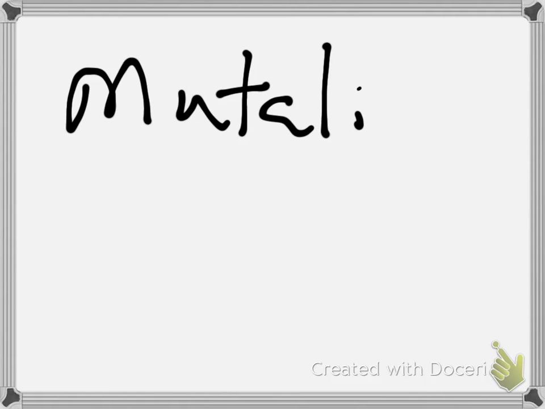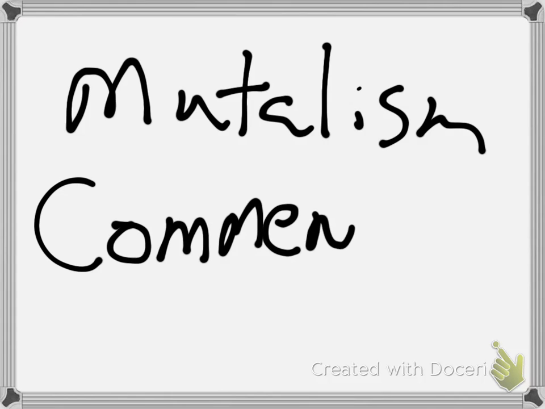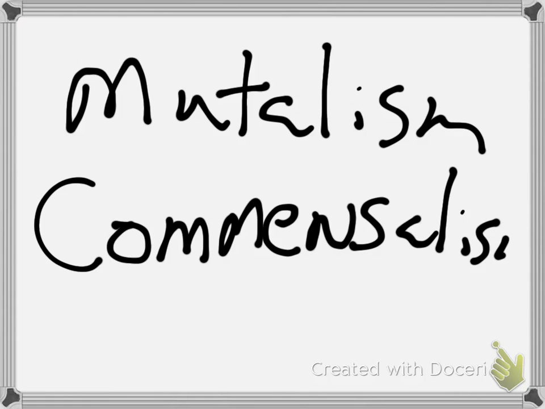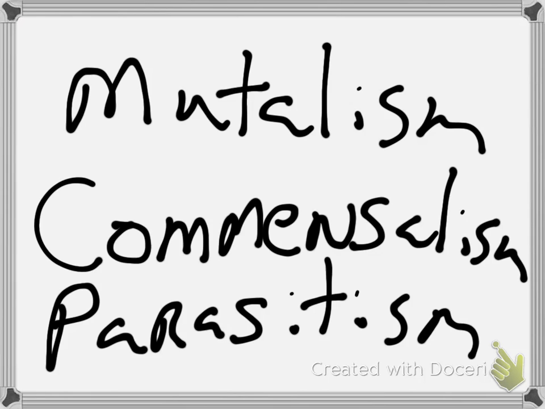Do all interactions always result in harm? So, is there always harm? So we go, no, it's not. There is mutualism, commensalism, and parasitism, which we already talked about a little bit in predation. Alright, so what's the difference between these three? Well, we can make a little chart.